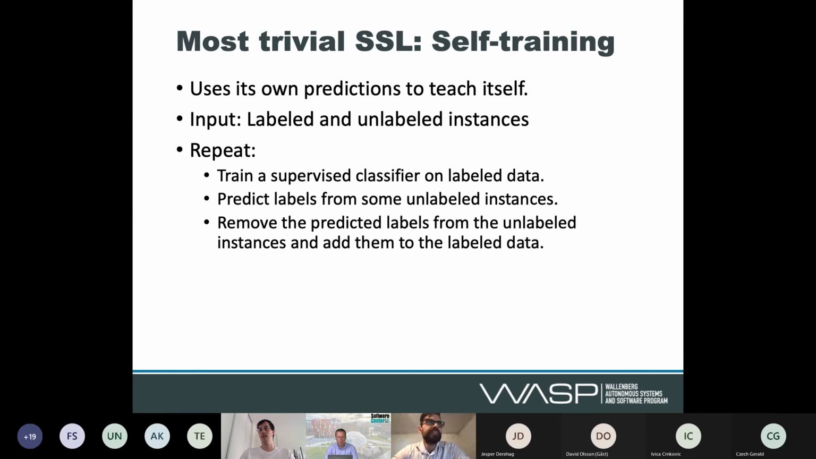So before I go into the deeper algorithms, the most trivial semi-supervised learning algorithm is called self-training. These kinds of algorithms just use their own predictions to teach themselves. You first put in your labeled data and your unlabeled data, and then you train a supervised classifier on your labeled data. Then you predict some of the unlabeled instances, remove those instances from the unlabeled data and put them into the training data, and then you retrain the model until you have labeled all the instances. This can be quite tedious, as if you have a model that takes a long time to train, then it will take a long time overall. So it might not be the optimal thing to do.